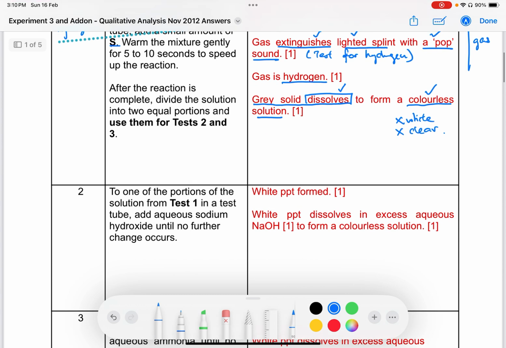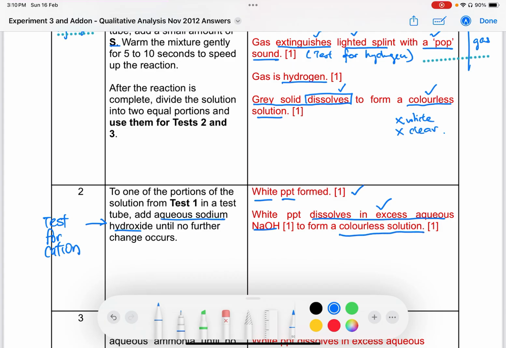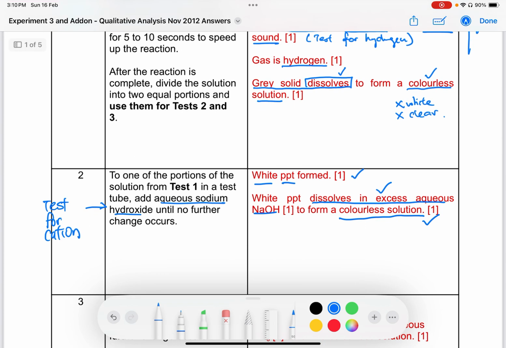Next, to one portion of the test, add aqueous sodium hydroxide. All of you know that this is a test for cation. Once you know this test for cation, you just literally go to your QA sheet and write down the answer. The first mark goes to saying what's the color of the precipitate formed. Next thing is to say what happened to the precipitate? It dissolves in excess. So this is another 1 mark. The other one is once it dissolves, you need to tell me what's the color of the solution formed. Quite a number of you missed out after dissolving what's the color of the solution formed. So you missed out the 3rd mark over here.